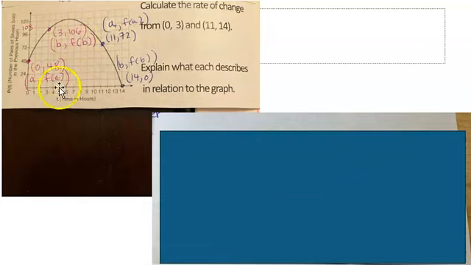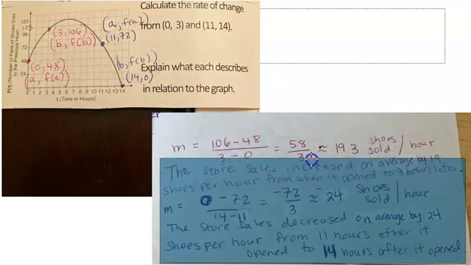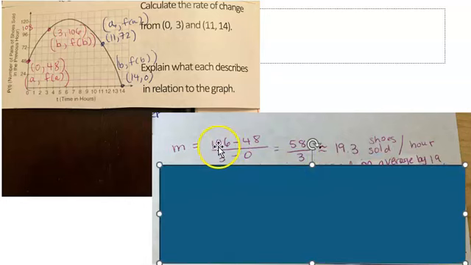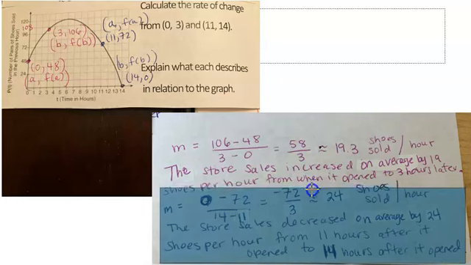It actually doesn't matter the order in which your a and b go, as long as you put a with f of a and b with f of b. So that means I'll call 3, 106 my b, f of b. If I use that formula that I was using earlier, this is going to be my f of b, 106, minus f of a, which is 48, divided by b minus a, which is 3 minus 0. When I do that, I get 58 divided by 3, which is approximately 19.3.